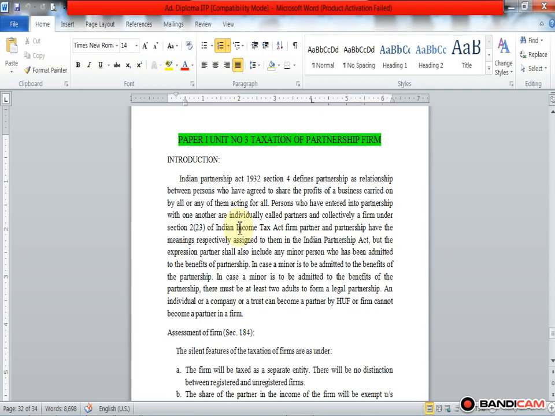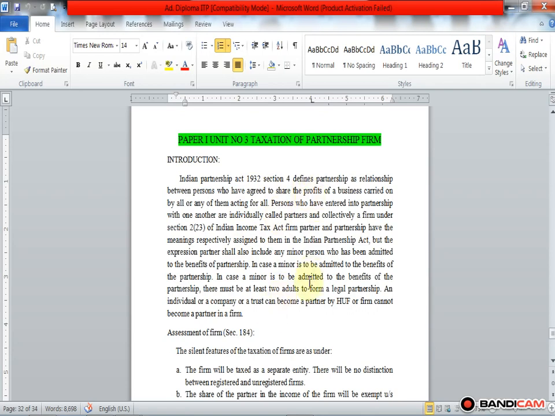It means in a partnership firm, the partners are more than one, and they are called partners individually and collectively called a partnership firm, under Section 2, subsection 23 of the Indian Income Tax Act 1961. The firm, partner and partnership have the meaning respectively assigned to them in the Indian Partnership Act 1932.